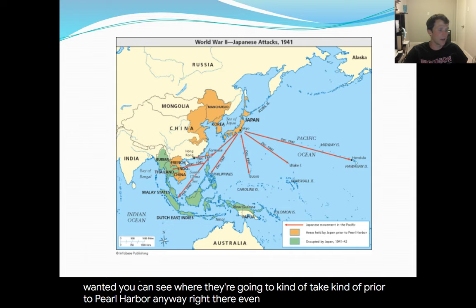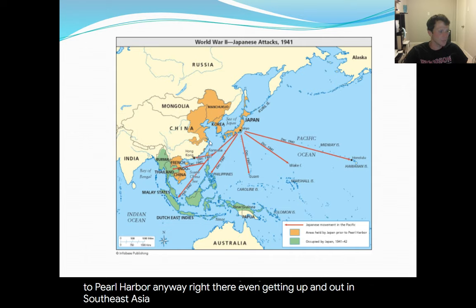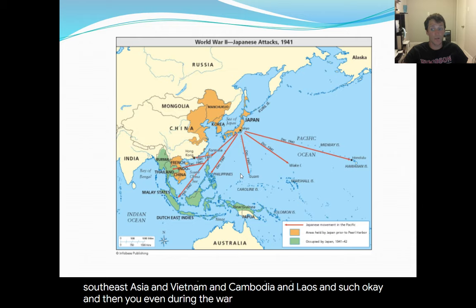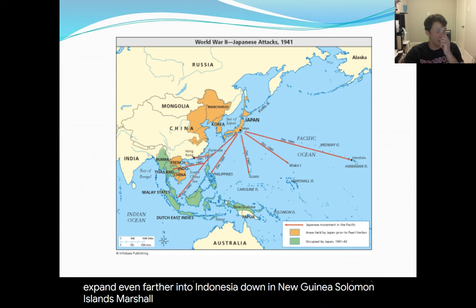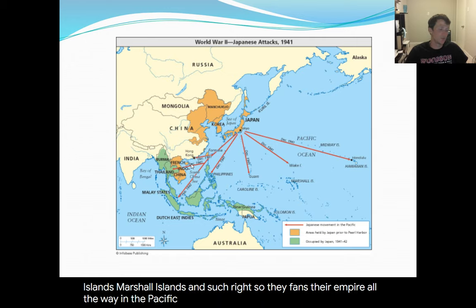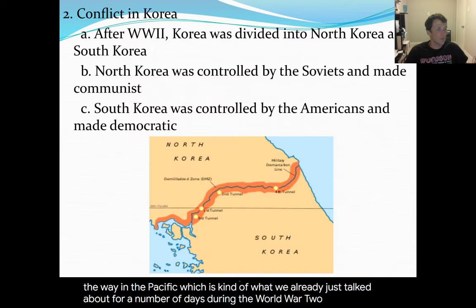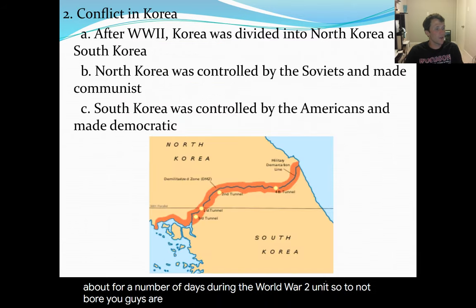Right, they're even going to end up down in Southeast Asia, in Vietnam and Cambodia and Laos and such, okay? And then even during the war after Pearl Harbor, they're going to expand even farther into Indonesia, down in New Guinea, the Solomon Islands, Marshall Islands, and such, right? So they expand their empire all the way in the Pacific, which is what we already just talked about for a number of days during the World War II unit. So to not bore you guys any further, here we go.